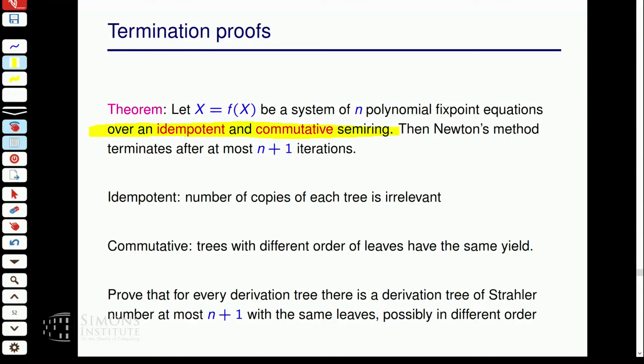So plus being idempotent means that you don't care about how many copies you have of a tree or of a word. You only worry about the possible yields and not about their multiplicity. And commutative means that you don't care about the order of the leaves. You only care about how many times you have each letter in the yield.